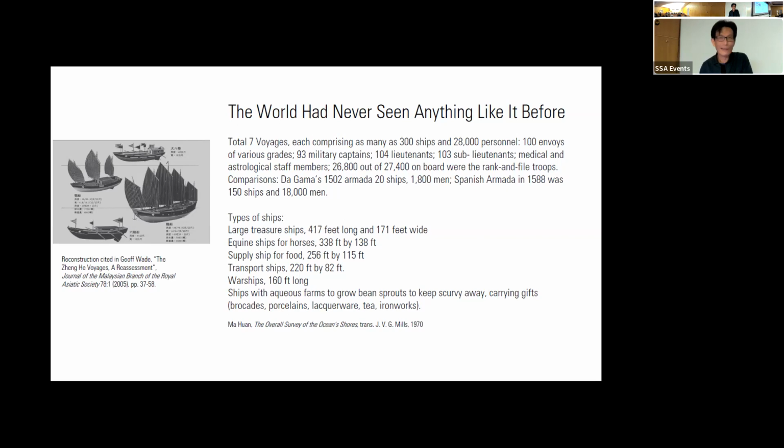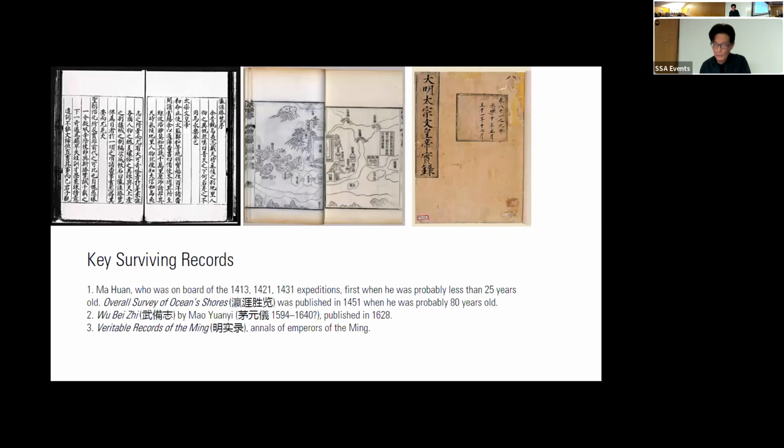So it's pretty amazing. We have a huge challenge here because there was a deliberate attempt to erase this record, and the conservative faction of the Chinese imperial court didn't like it. So they actually destroyed a lot of the records. So not much survives from that period. And we have three interesting records.